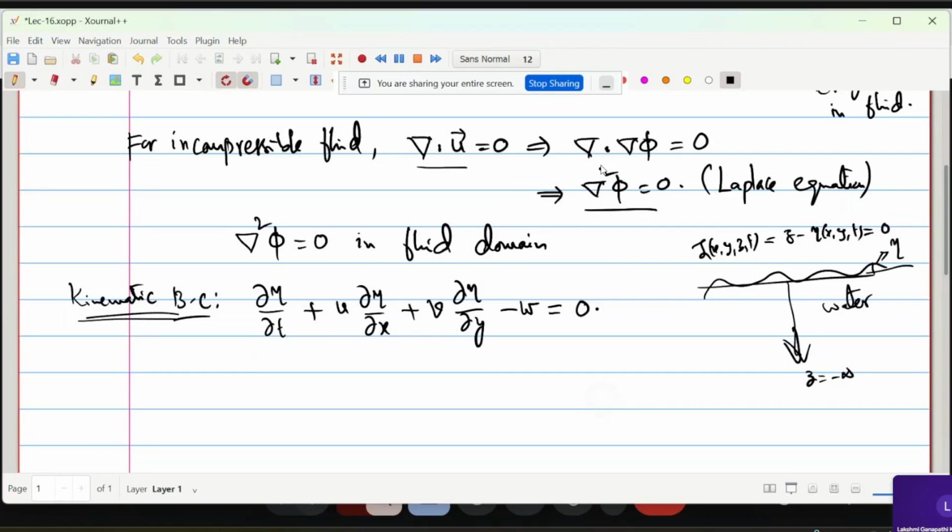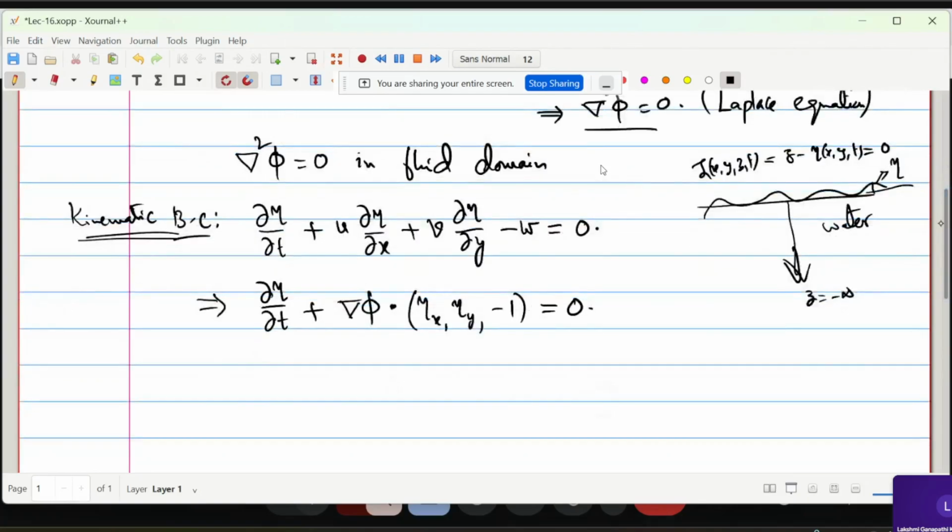So now I know what my u, v, w are. What you are getting is dou eta by dou t plus dou phi by dou x, which is simply del phi dot product with eta x, eta y, and minus 1, equal to 0. So this is your condition. What is unknown here? Eta and phi are unknowns.